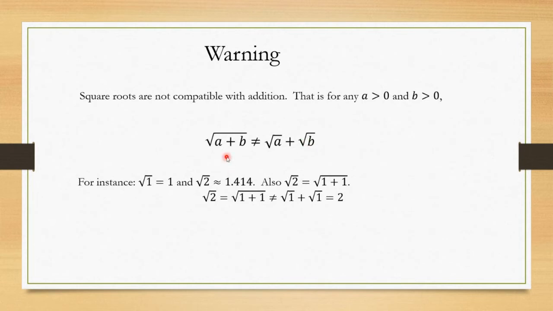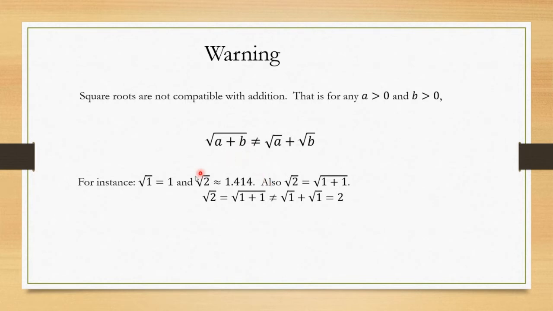The square root of a sum is not the sum of the square roots for any two positive numbers a and b. It's real easy to come up with what they call a counterexample. That is an example demonstrating two things are not equal.